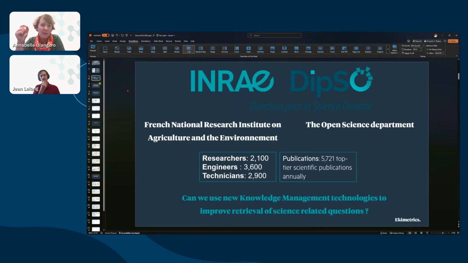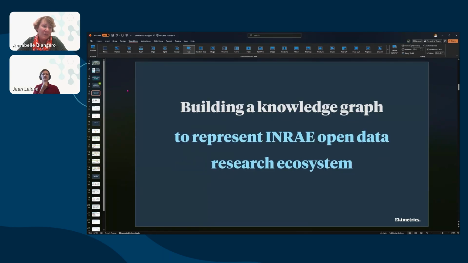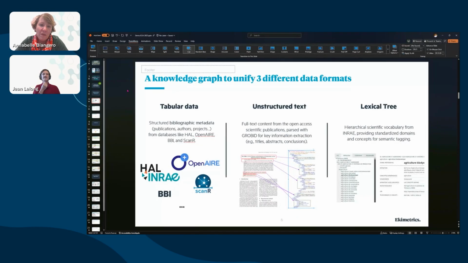And they came to us asking, could we leverage new knowledge management technologies to improve the retrieval of these science-related questions, but not purely scientific? And to do so, we started by implementing a knowledge-based system, and we moved to a graph knowledge-based.